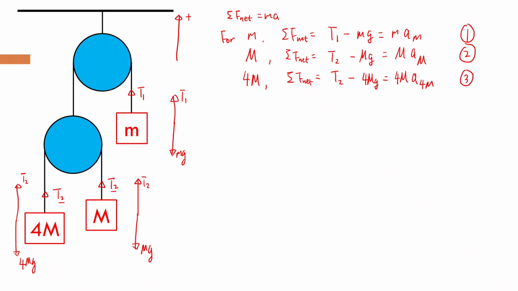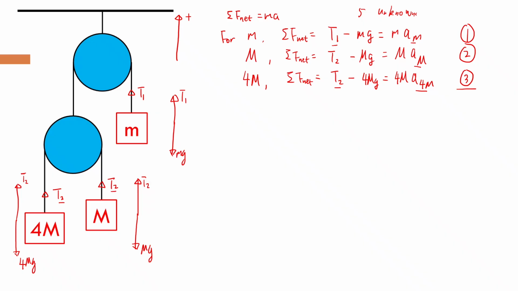So if I look at all these three equations, I saw T1 and T2. I got two unknowns, but I also saw the acceleration of small m, the acceleration of big M, and the acceleration of 4M. So I have 5 unknowns. In order to solve this question, I need more equations. In other words, I need more relationships between the variables.